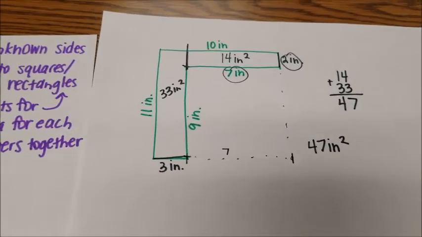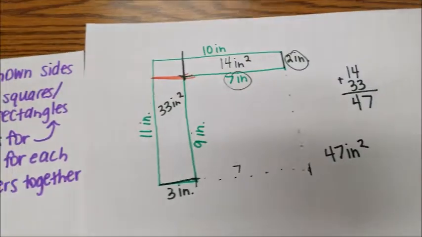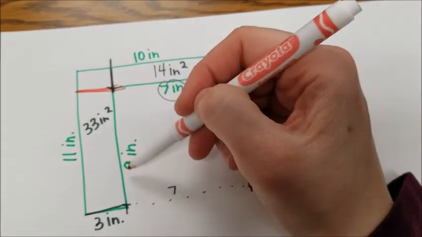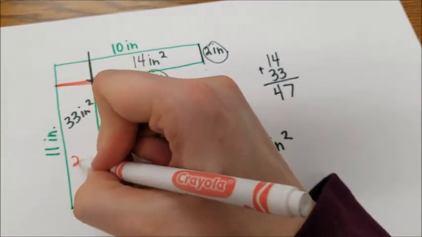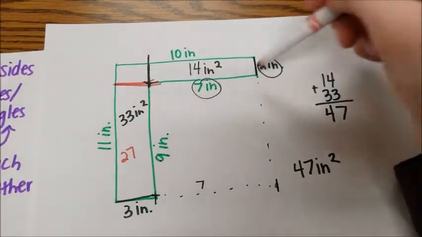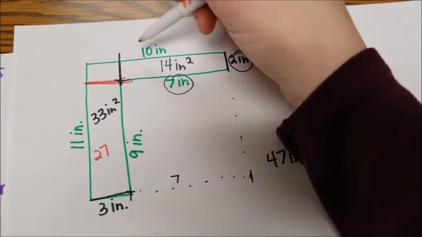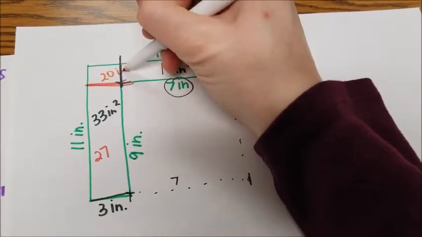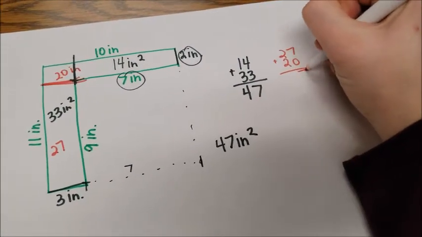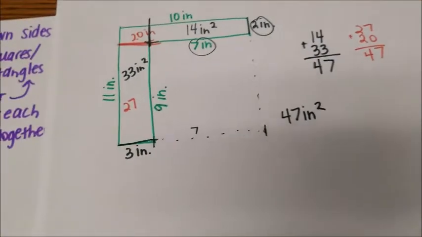Now, if you did it the other way, meaning that you cut it here instead, your problem is going to look different, but you should still have the same answer. So if you did it this way, you should have been doing 9 times 3, in which case it would be 27 inches squared. And then for this one, it would be 10 times 2, which would be 20 inches squared. And if you add 27 and 20, you still get 47. So you would still get the same answer. All right, so I hope this makes sense to you.